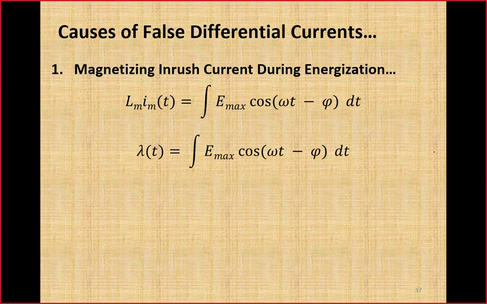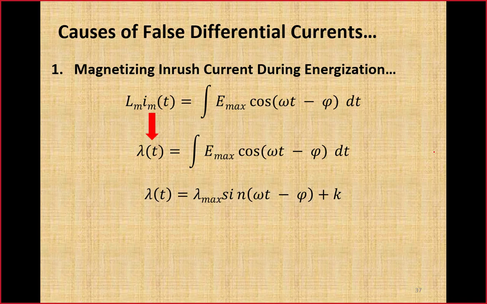Here, this product Lm, the inductance of the magnetization branch, times the magnetization current, is known as flux linkage, which is equal to N phi. N is the number of turns of that winding and phi is the flux linking the winding. So the flux linkage of the magnetization branch is equal to the integration of this voltage, E max cos(omega t minus phi), with respect to time. Let's solve this integration on the right side of the equation.